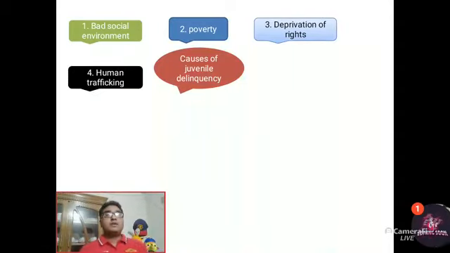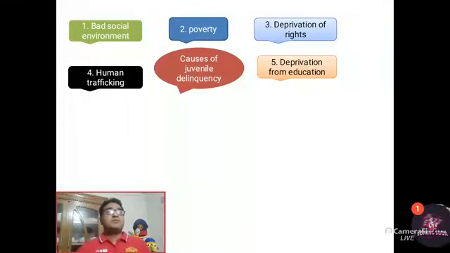Number four, human trafficking. In my last class, I talked about human trafficking. Basically, human trafficking means sending people from one country to another country through an illegal process. Due to human trafficking, children can be bound to do many antisocial activities.